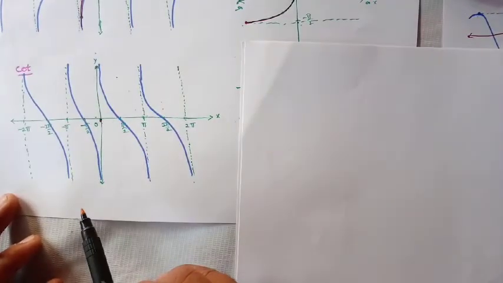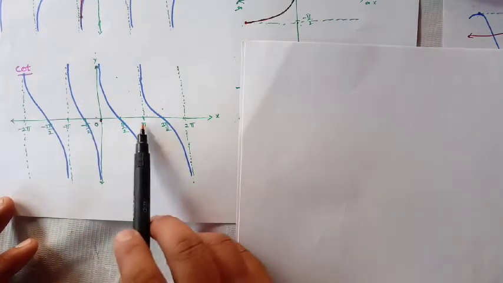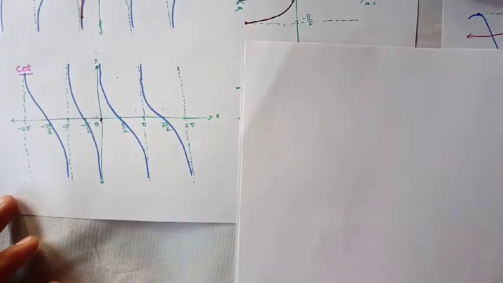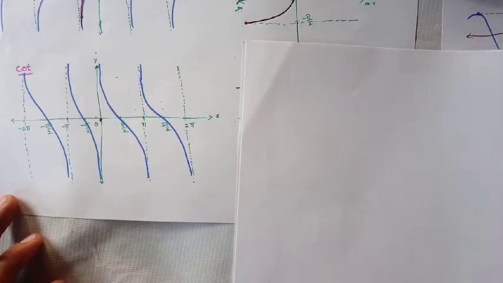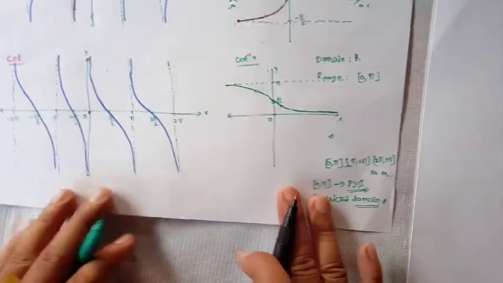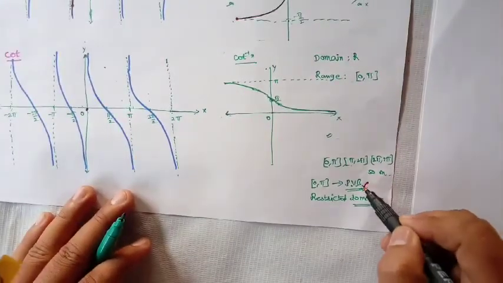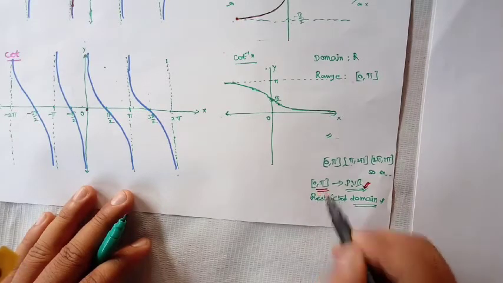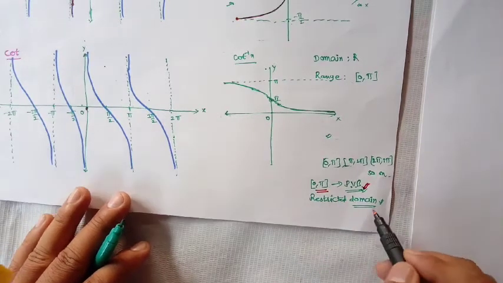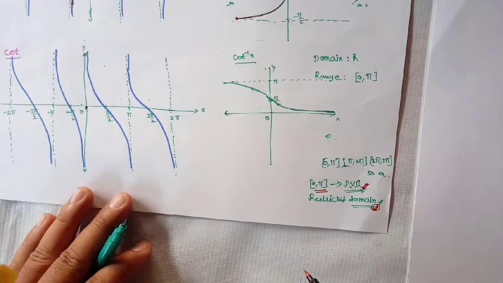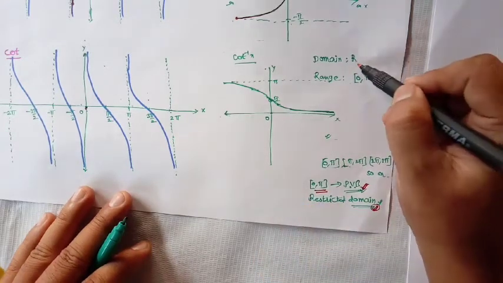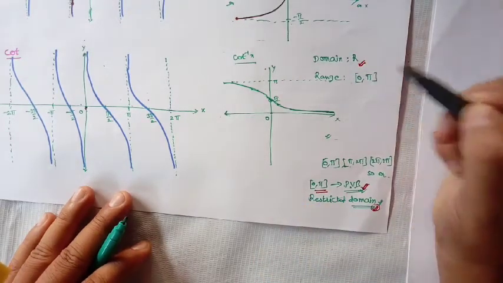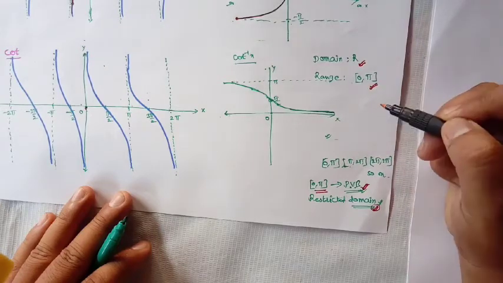Now restricting the domain to 0 to pi, pi to 2 pi and so on. Now the principal value branch will become 0 to pi. So that is the restricted domain of the cot. So the domain will be R, and the range will be 0 to pi.